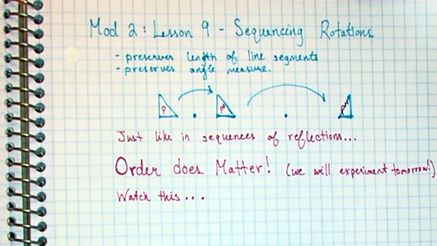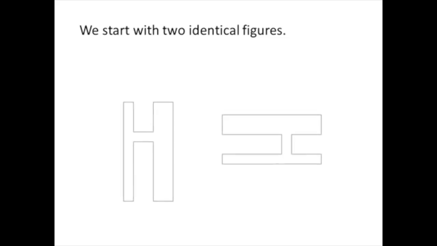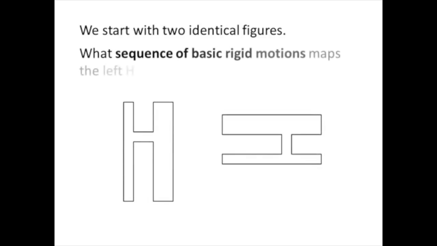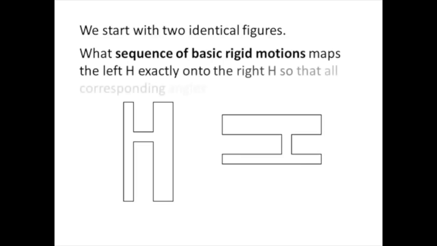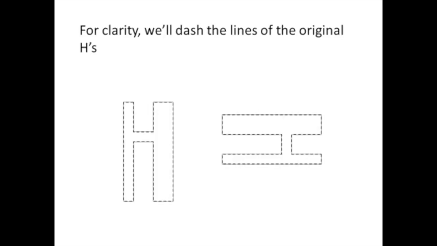So let's take a look at how we combine translations, reflections, and rotations into a sequence of basic rigid motions. That's what lesson 10 is going to be about, and I want to show you what that looks like. So I found this example online and I wanted to share it with you. We're basically going to take the letter H and we're going to think about what sequence of basic rigid motions maps the left hand letter H exactly onto the right hand side.